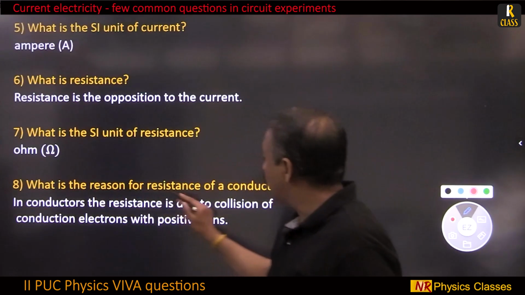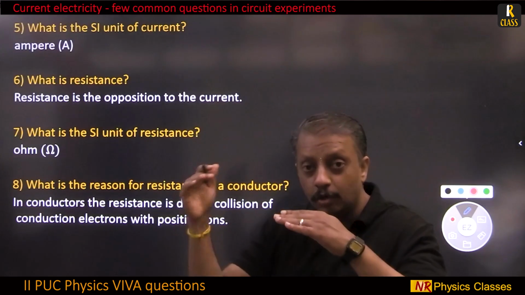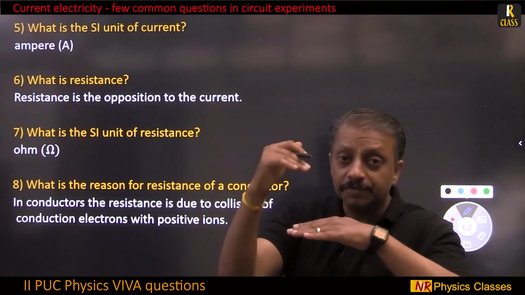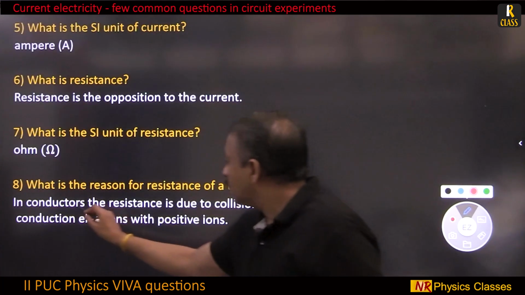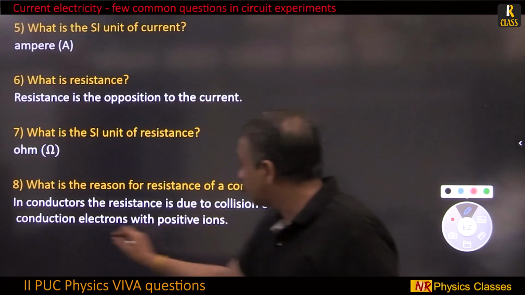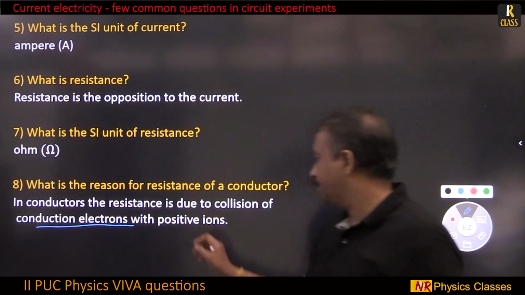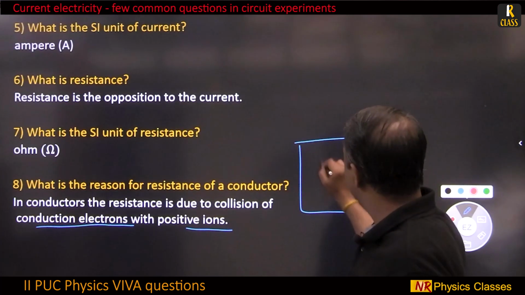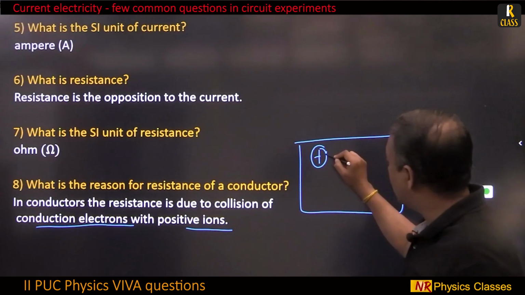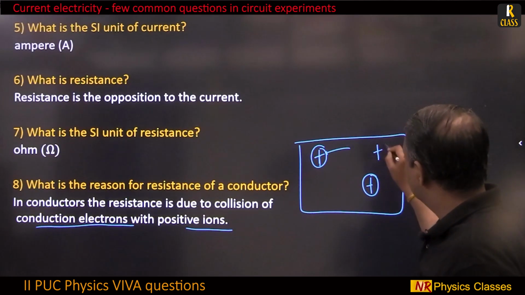What is the reason for resistance of a conductor? Resistance is because of collision of conduction electrons with fixed positive ions. In conductors, resistance is due to collision of conduction electrons with positive ions. When an atom in the conductor loses an electron, it becomes positively charged. So these are positive ions.